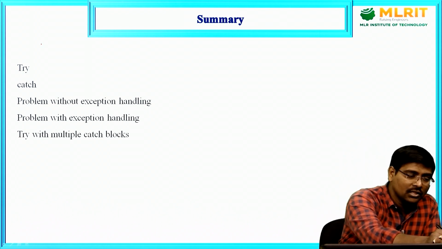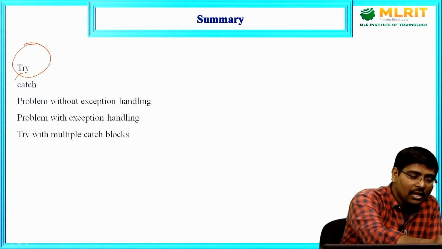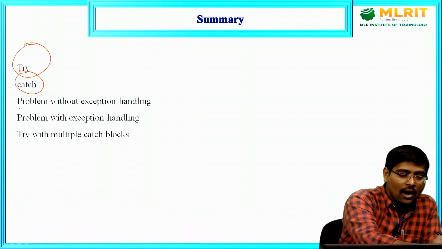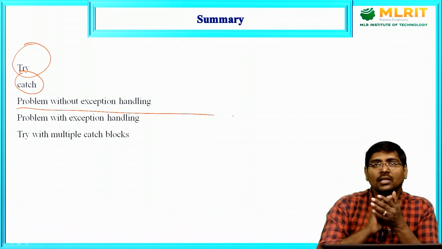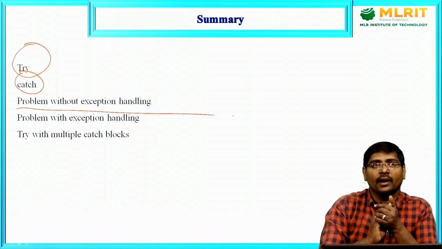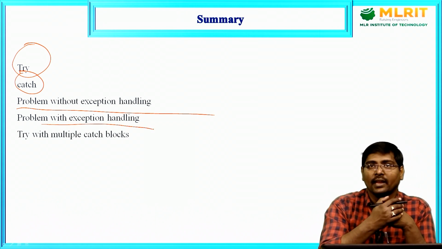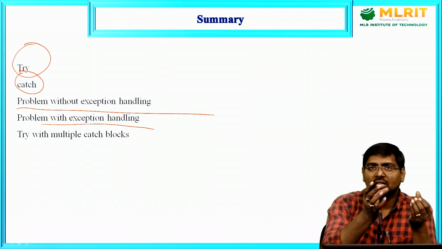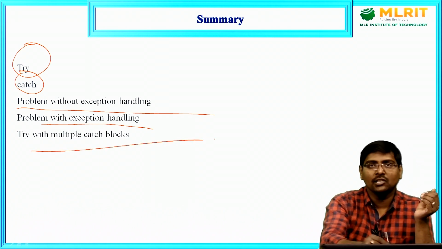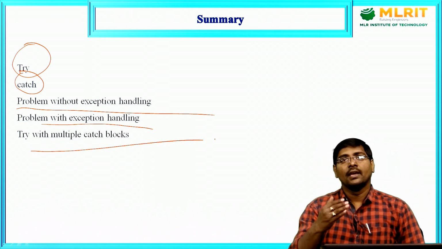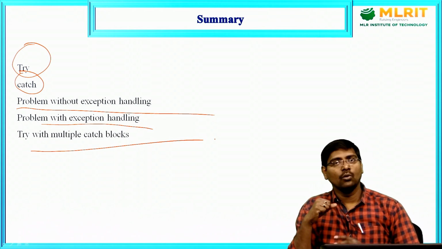What we discussed: how do you write a try block and catch block? What happens if you are not using the concept of exception handling? How do we overcome the problem by using try and catch blocks? And for a single try block, how do we attach multiple catch blocks? In the next session, we will move to the finally block.